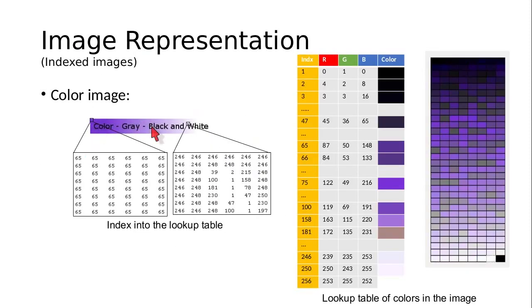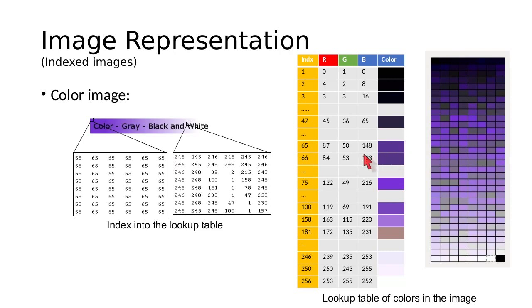So you have this image, and you have this small region. Instead of storing the individual RGB value, you will store an index, which is in this case index number 65. And what is this index? This index refers to an RGB value. There is a lookup table which contains all the colors in this image, and this particular region corresponds to color number 65, which is red equal to 87, green equal to 50, blue equal to 148, and this is the color.